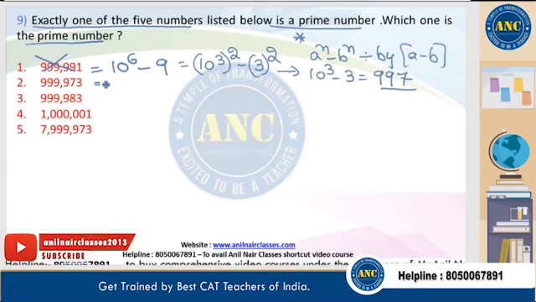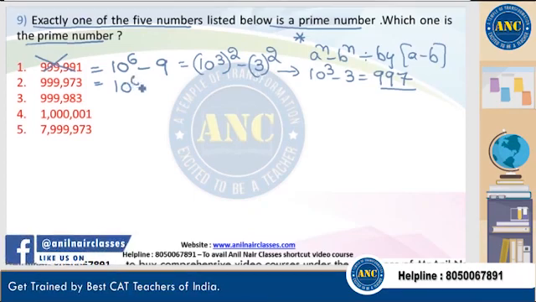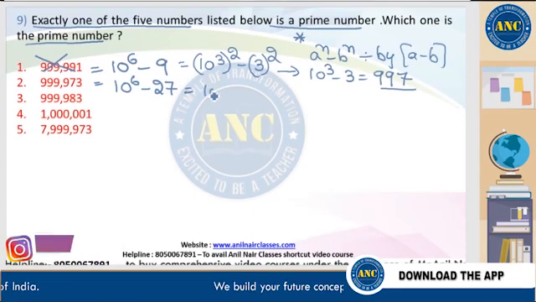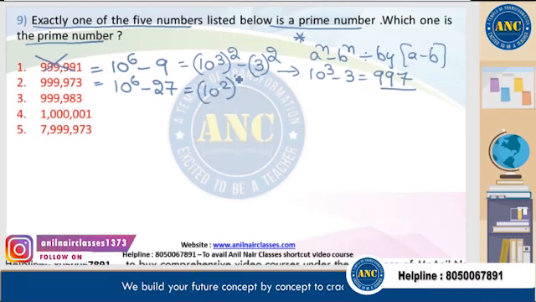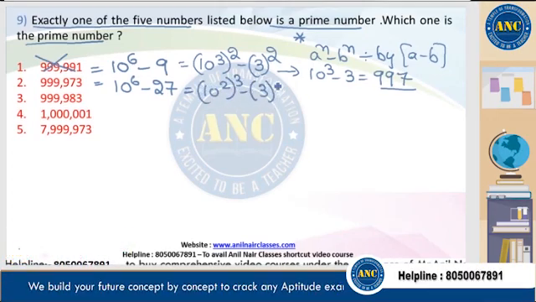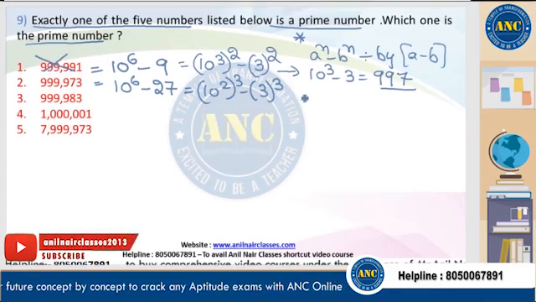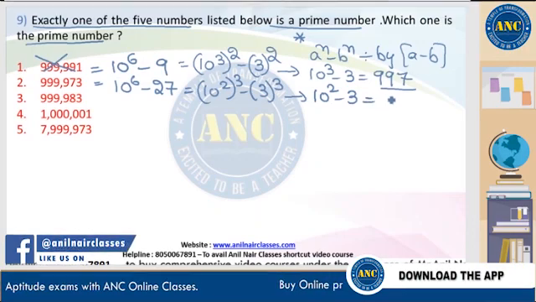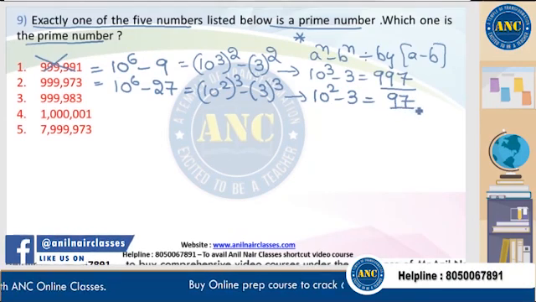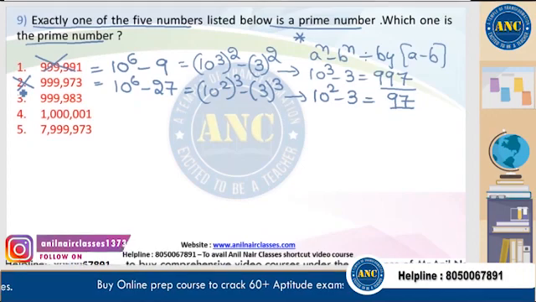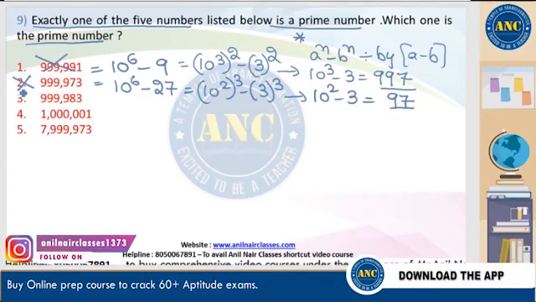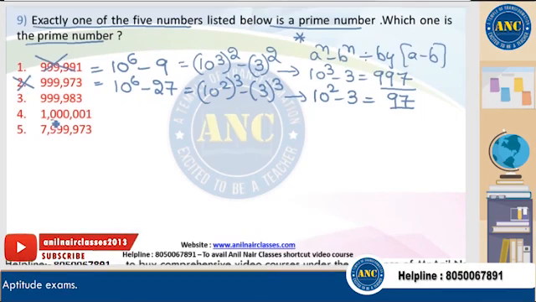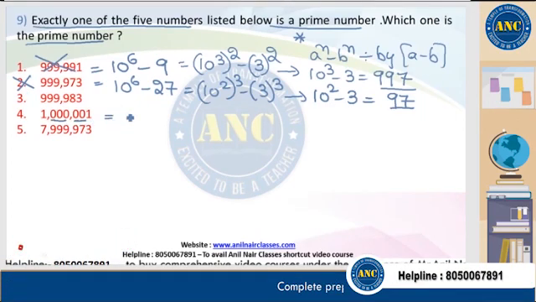Similarly, the second one is 10 power 6 minus 27. This is nothing but (10 square) whole cube minus 3 whole cube, which is divisible by 10 square minus 3, that is 100 minus 3, so it is divisible by 97. If it is divisible by 97, how can it be a prime number? It is out.